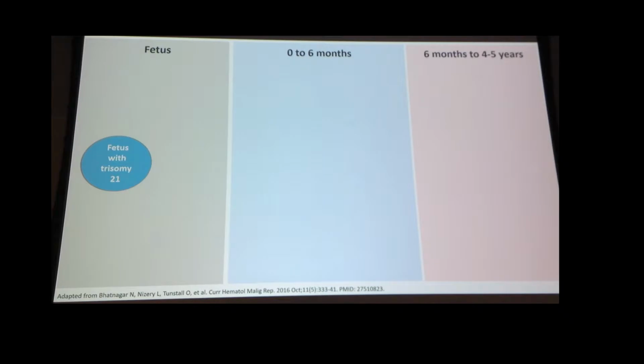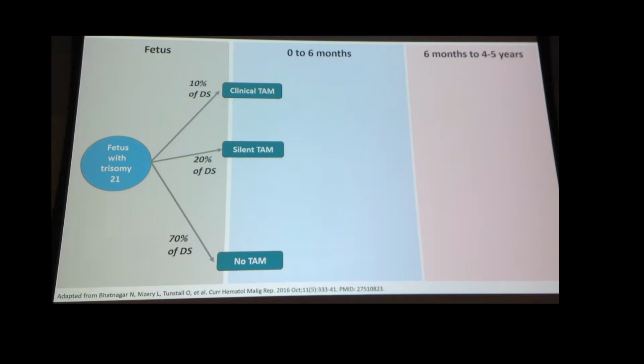So I have a chart here that's going to help me explain to you the natural history of this disease among kids with Down syndrome. So we start here with a fetus with trisomy 21, and here at the top are 10 to 30% of kids who develop TAM. And at the bottom, we've got the 70% of children who don't develop TAM and who are healthy and just carry on like normal.